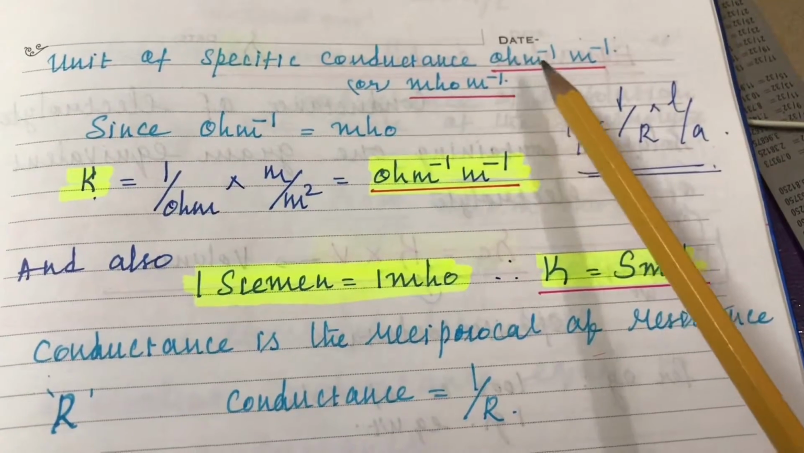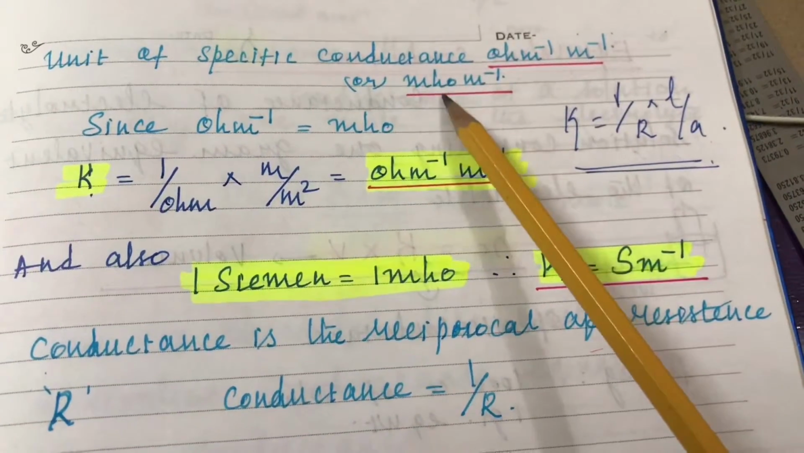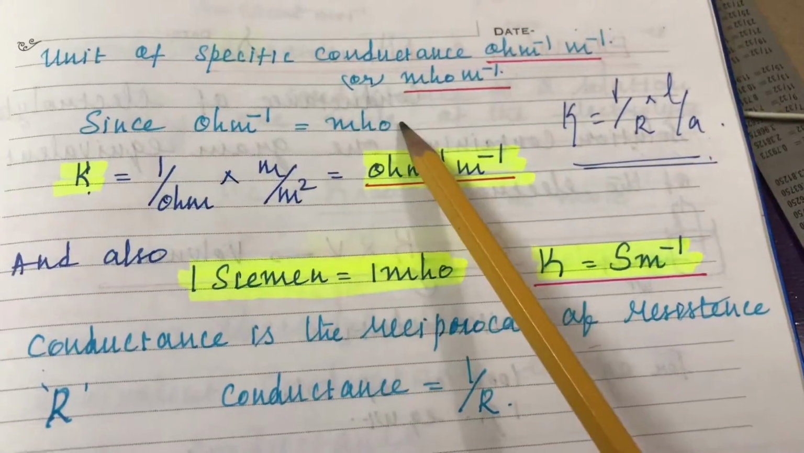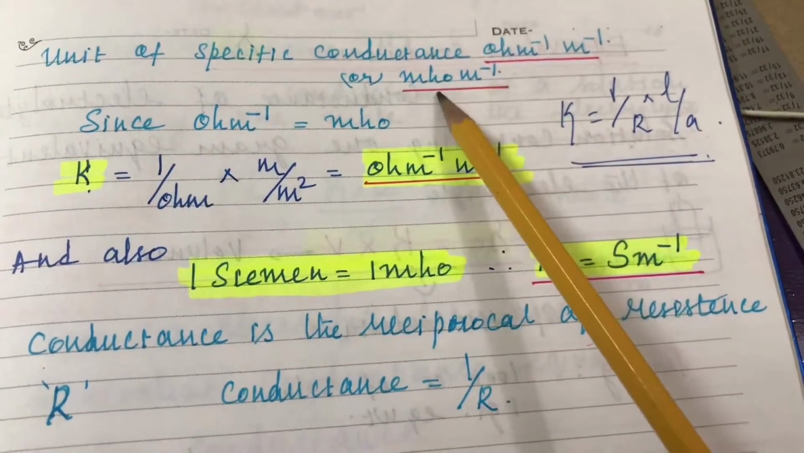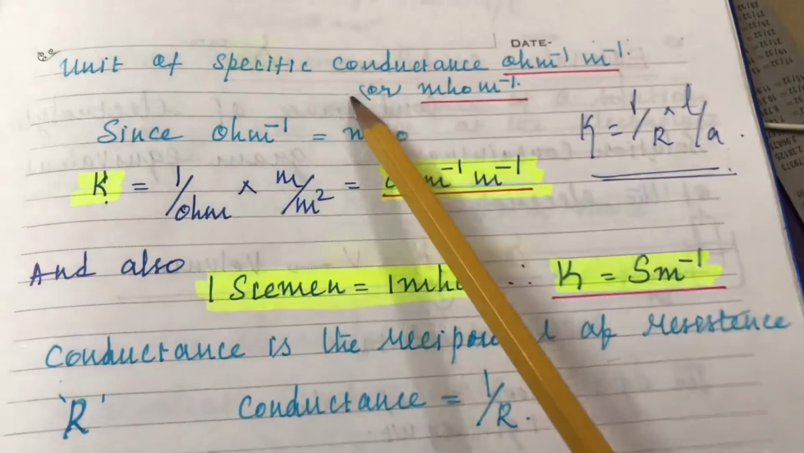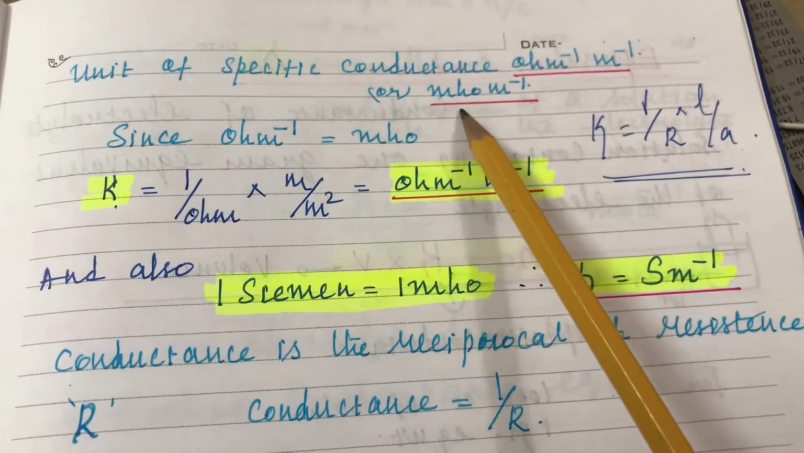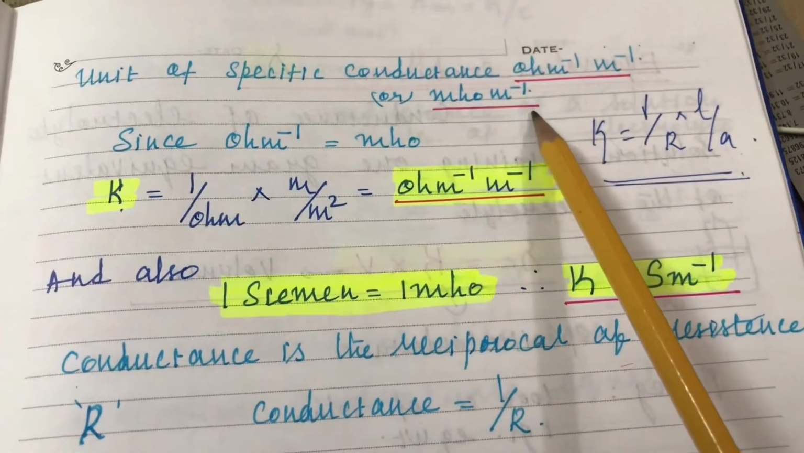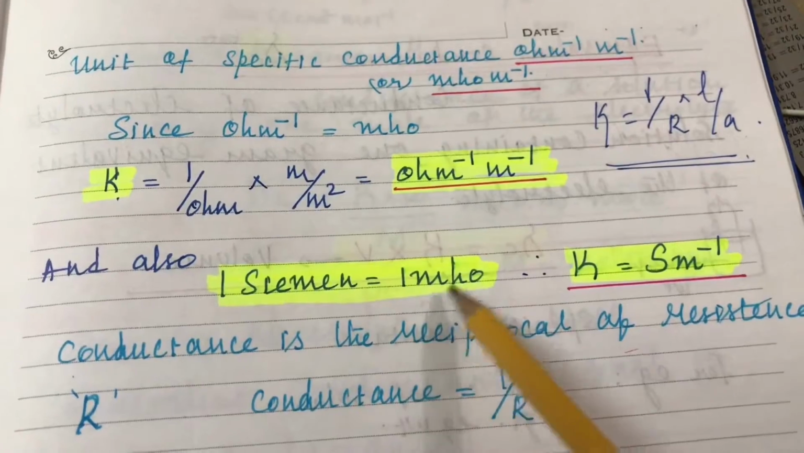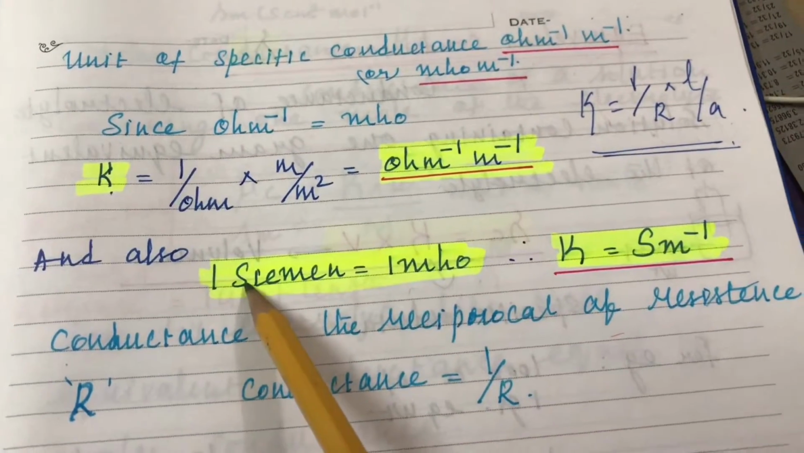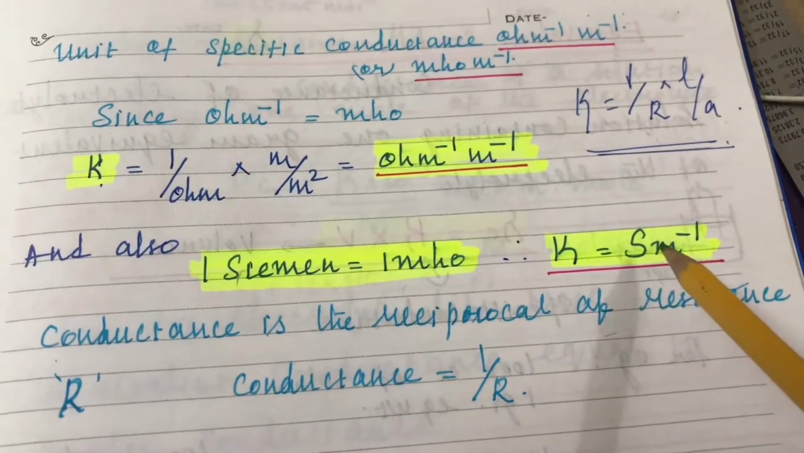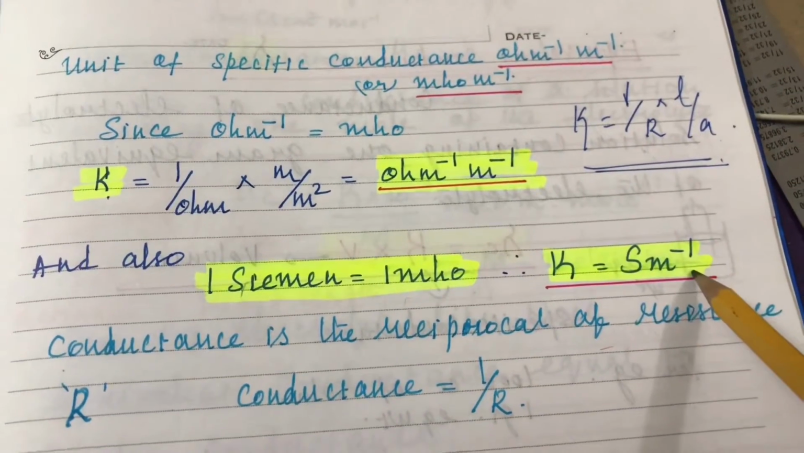This ohm power minus 1 can also be written as mho. So, it can also be written as mho meter power minus 1. The unit of specific conductance can also be written as mho meter power minus 1. Next, 1 mho is equal to 1 Siemens. So, the specific conductance unit can also be written in Siemens as S m power minus 1.